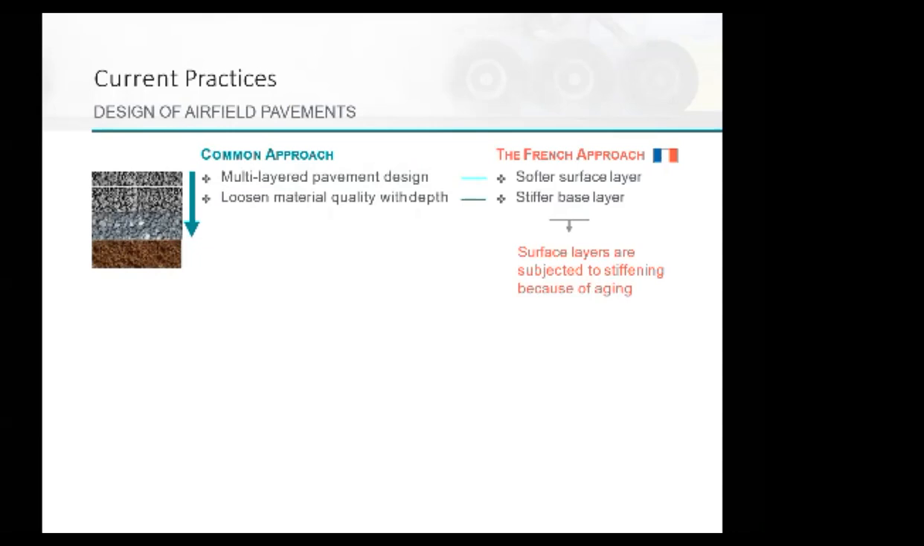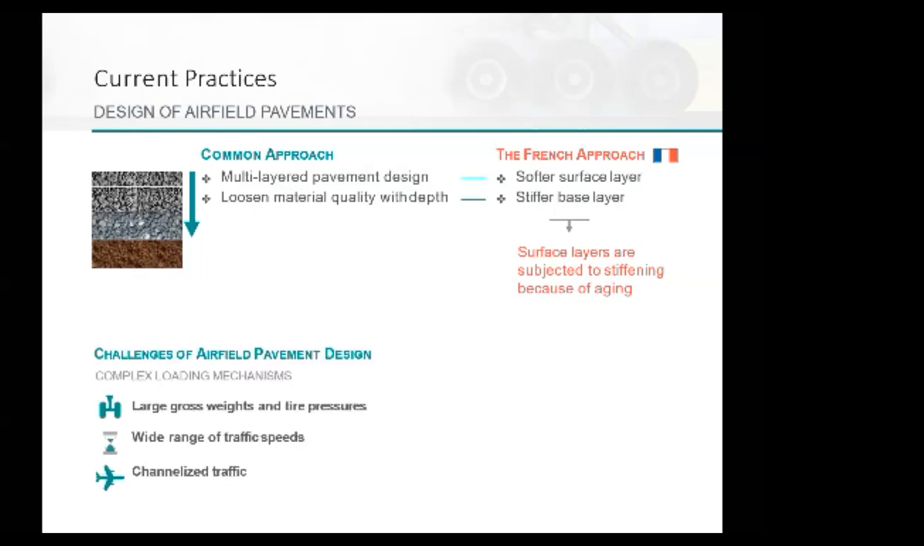Now, the French have a different approach. They say, you know what, I do want a stiff base layer in the pavement. I want a stiff intermediate layer. The surface layer can be a bit softer because it is going to age, short-term and long-term, and it's going to be subject to densification in the first year or two. So don't worry about it. The surface layer is going to become stiffer. Just make sure that the base layer is stiff. So that's the other approach.